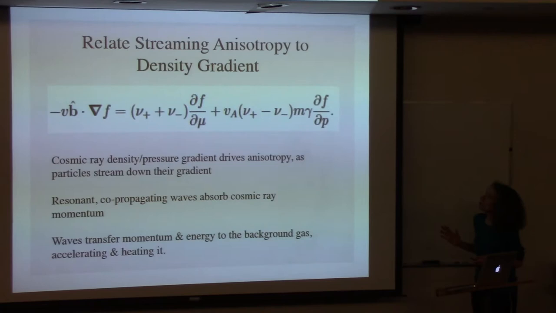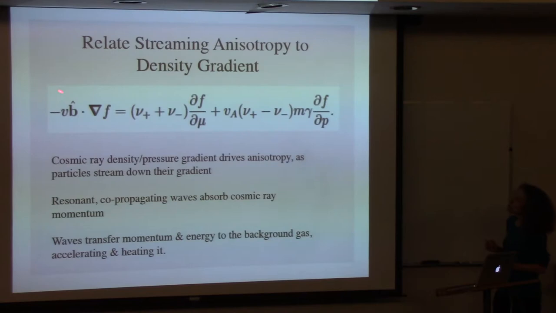Just to complete the picture, again, in the limit of strong scattering, you can relate this spatial gradient in the cosmic rays to their gradient in momentum space, and you can show that if you consider just waves streaming down the cosmic ray gradient, so just nu plus, say, and not nu minus, this term here on the right-hand side is proportional to the growth rate of the waves. So a density gradient in the cosmic rays can produce an unstable anisotropy in momentum space.